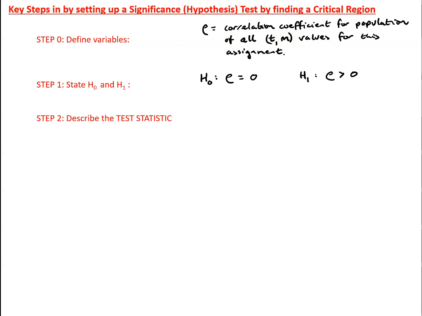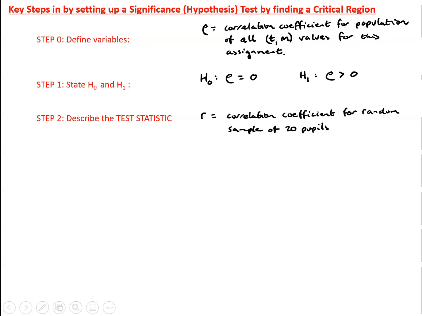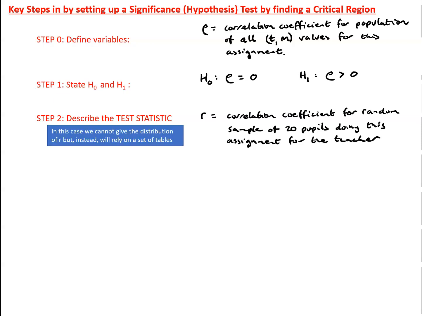The test statistic is going to be the information that we've got from the sample. So that is R, which is the correlation coefficient for a random sample of 20 pupils doing this assignment for the teacher. Now, unfortunately, we can't state what the distribution of R is. It's beyond the level of this particular unit. However, we have got a set of tables which we will use to find the critical region in step 4.